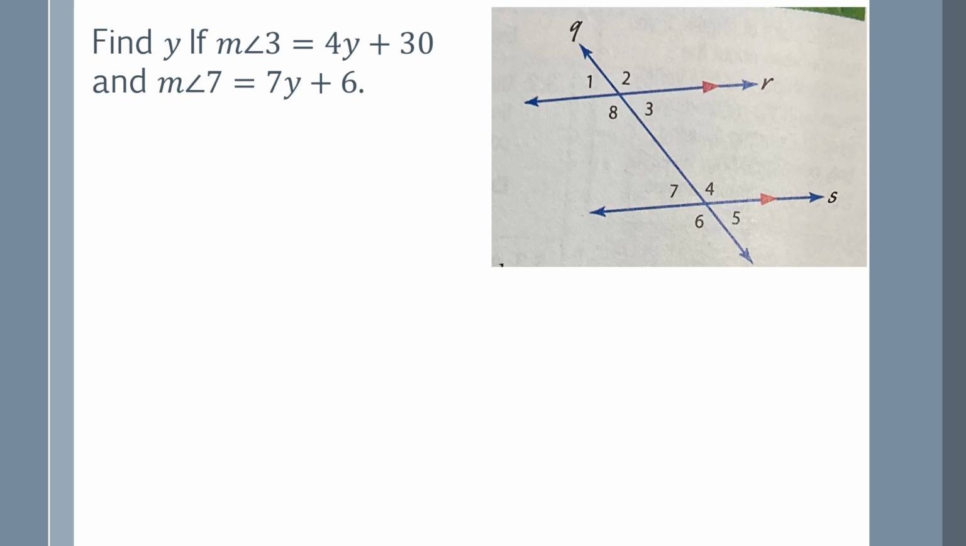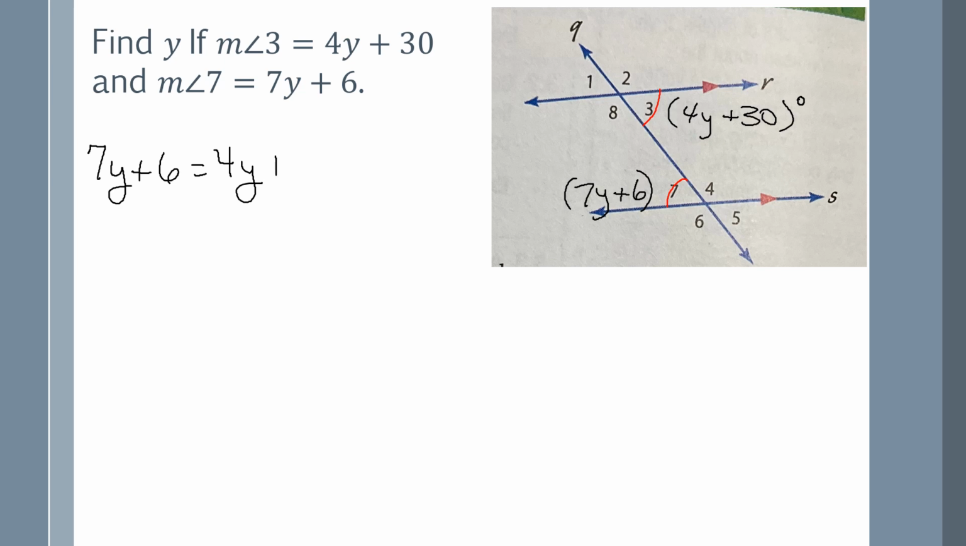Okay. Now, in this question, we're going to come through here, and we're going to mark up our diagram again. So measure of angle 3 is 4y plus 30, and I like to put it in parentheses with the degree marking, so I know what I'm looking at. The measure of angle 7 is equal to 7y plus 6. Well, these two angles are alternate interior angles, so they're going to be equal. So that tells me that I can set up my equation as 7y plus 6 equals 4y plus 30.